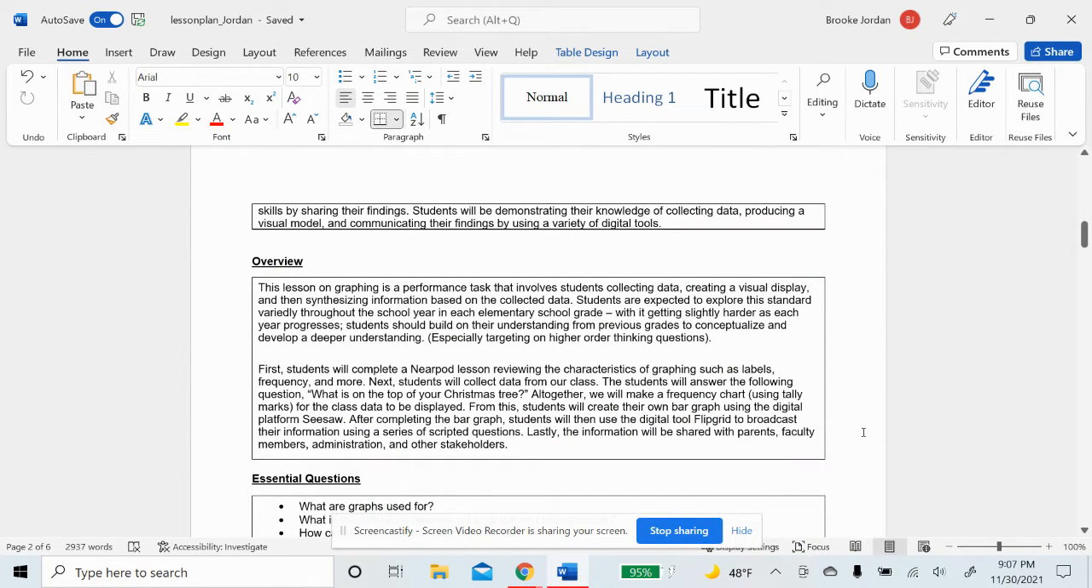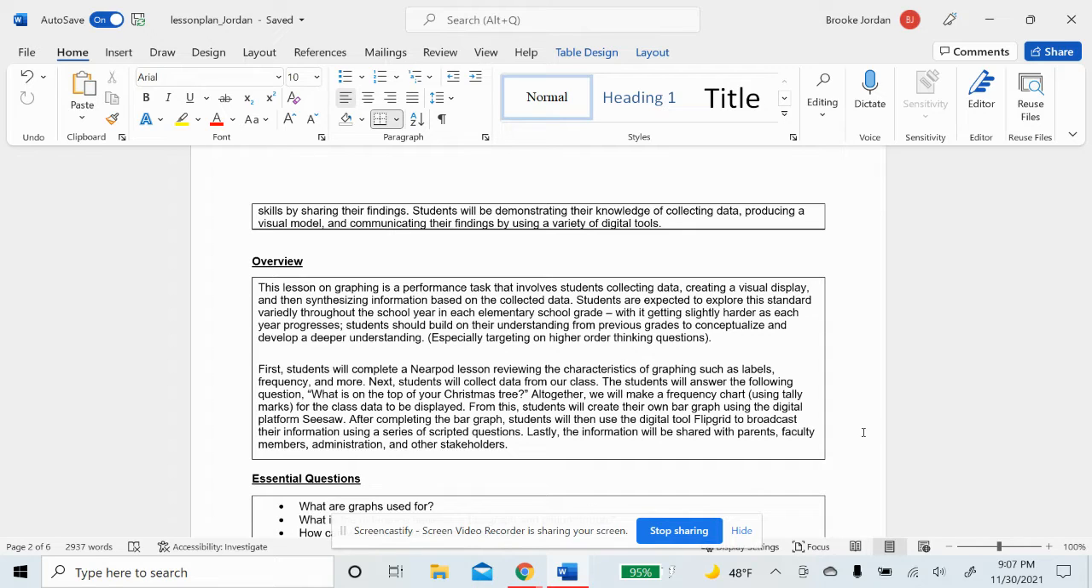This lesson on graphing is a performance task that involves students collecting data, creating a visual display, and then synthesizing that information based on the data set. Students are expected to explore this standard variedly throughout school years in each elementary grade, with it getting slightly harder each year. First, students will complete a Nearpod reviewing the characteristics of graphing, such as labels, frequency, and more.